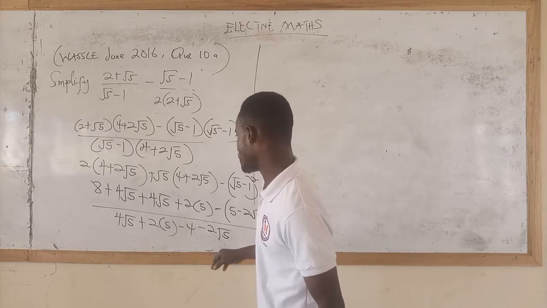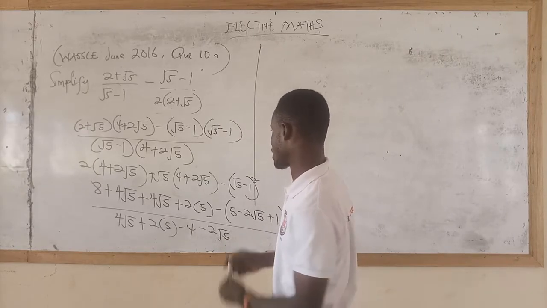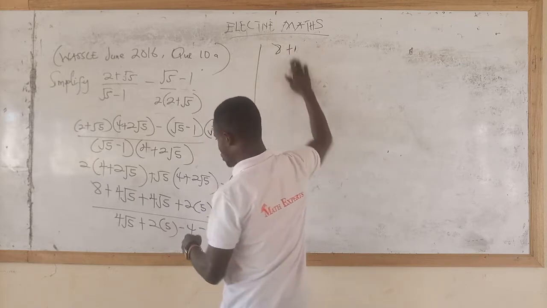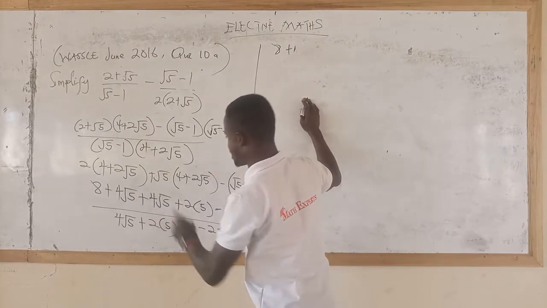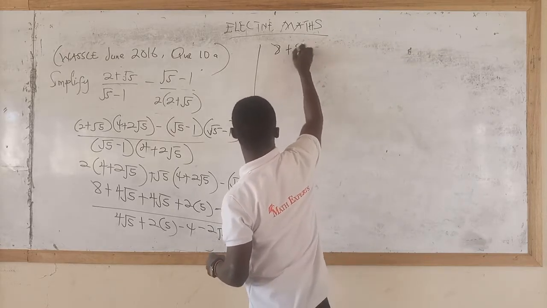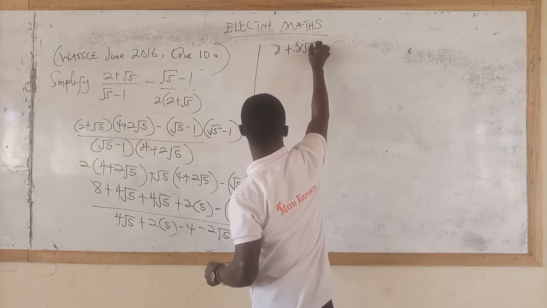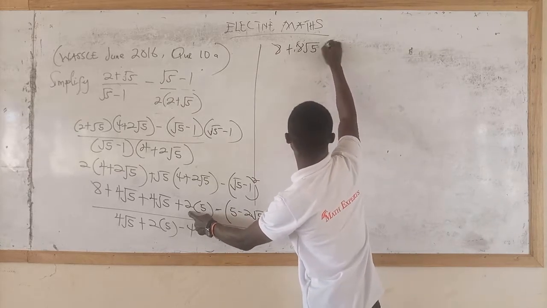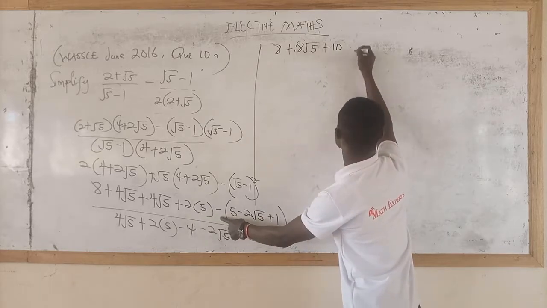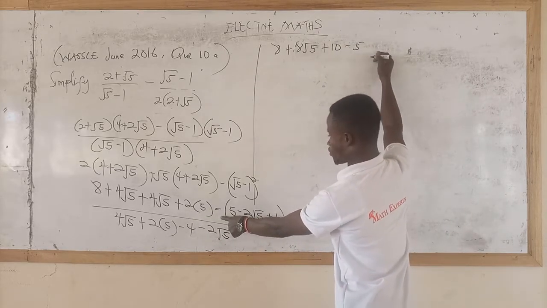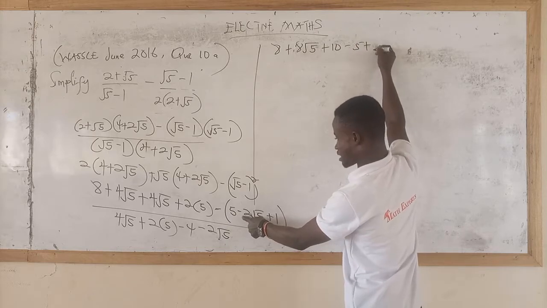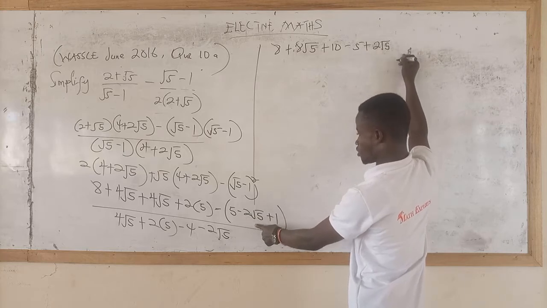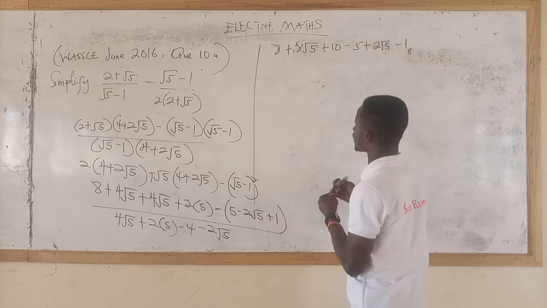Now let's move on. Let's look at something here. You can simplify this. Let's first do this. 8 plus 4. This and this will give you 8. This and this will give you 8 square root of 5. This will give you plus 10. This will give you minus 5. This will give you plus 2 square root of 5. This will give you minus 1.